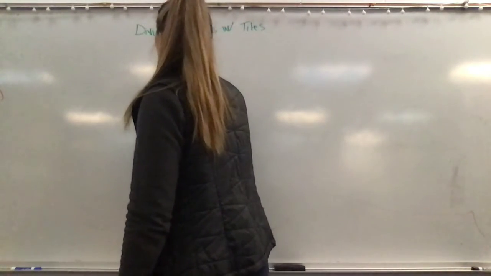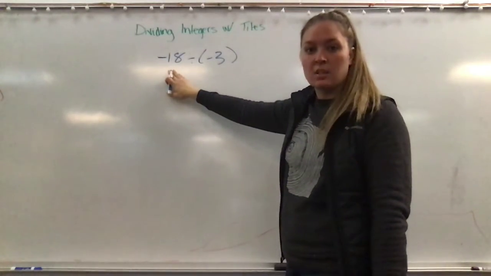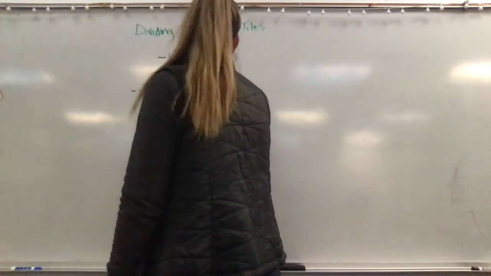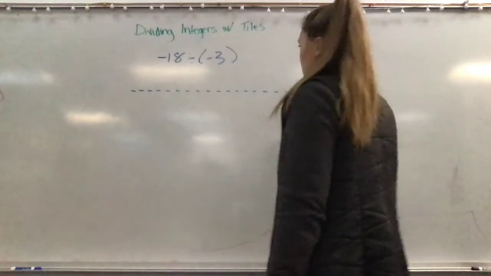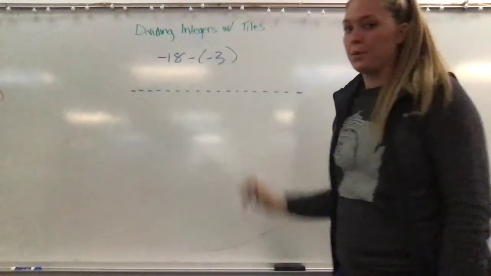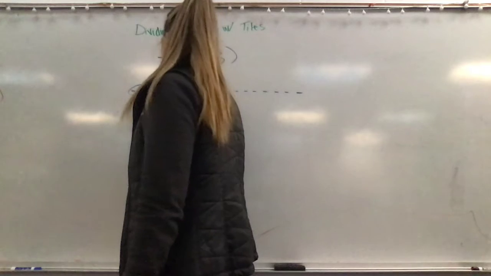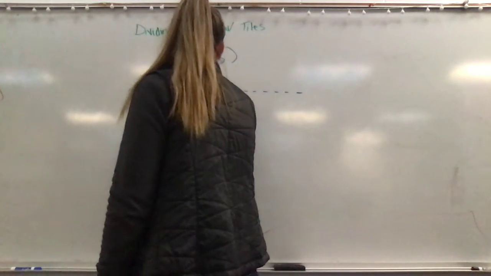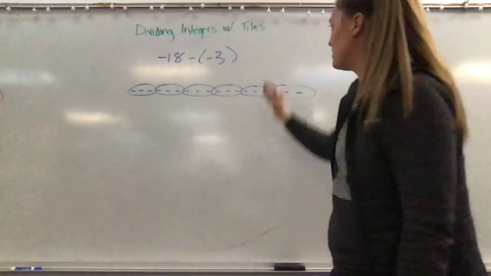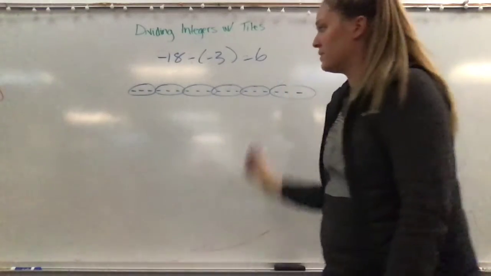So let's do negative 18 divided by negative 3. This doesn't change. This is still what I have. Negative 18. 1, 2, 3, 4, 5, 6, 7, 8, 9, 10, 11, 12, 13, 14, 15, 16, 17, 18. Now, I'm dividing it into, I can't make negative 3 groups. So again, that's going to have to be what's in each group. So I'm going to make groups of negative 3. 1 group, 2 group, 3 group, 4, 5, 6. I have 6 groups. So negative 18 divided by negative 3 is a positive 6.